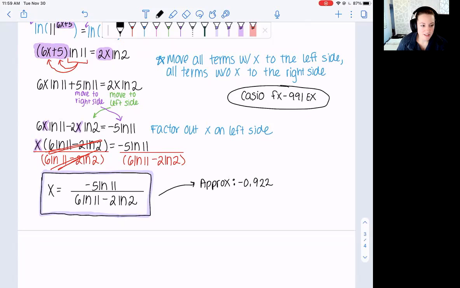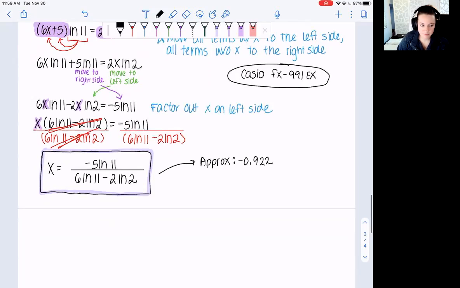All right, which one of these did I want to do? That one works good.